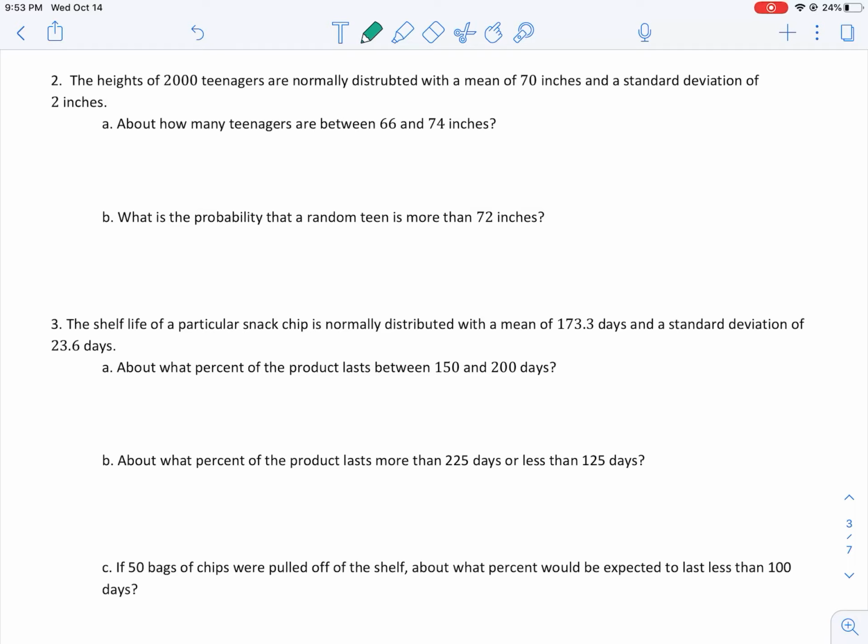For the next one, the heights of 2,000 teenagers are normally distributed with a mean of 70 and a standard deviation of 2. So again, I'm going to set up my number line. Here is my mean of 70 inches. And I'm going to do 3 lines again, 68, 66, and 64. And on this side, 72, 74, 76. Okay, so I've got my number line set up with my standard deviations.